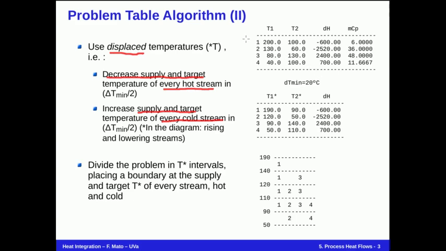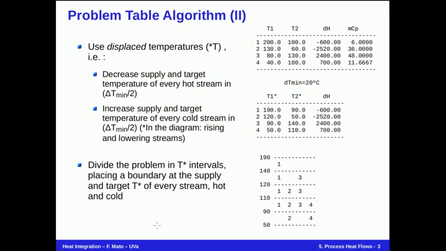In the example, stream number 1, a hot stream from 200 to 100, goes to 190 to 90 in displaced temperature. The heat flow remains the same. And cold stream number 4, from 40 to 100, is changed to 50 to 110. These displacements are half the minimum temperature approach, that is 20 Celsius.